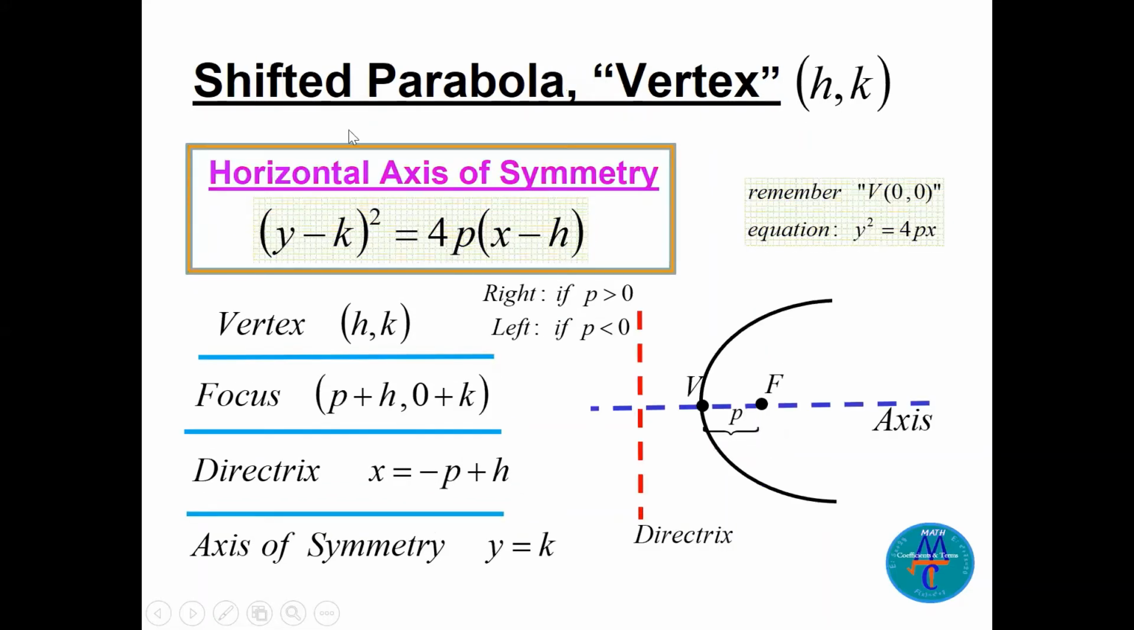Same thing we can say for the horizontal axis of symmetry, the horizontal parabolas. The equation was y squared equals 4px if the vertex is (0, 0), remember. If we change the vertex to (h, k), what will happen? (y minus k) squared equals 4p times (x minus h). It opens to the right if p is positive. It opens to the left if p is negative. Same idea, the vertex is (h, k). The focus was (p, 0). Now it is (p plus h, 0 plus k). The directrix will be x equals minus p plus h, and the axis is y equals k here.